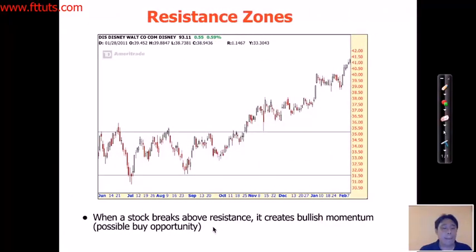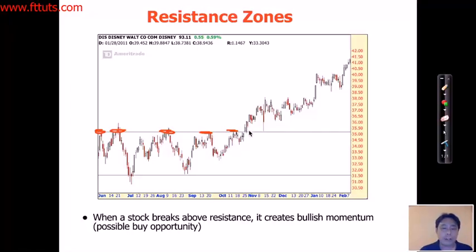Now, next thing, when a stock price is able to eventually break above a resistance level, especially a strong one, it creates bullish momentum. For example, in this case, Walt Disney found very strong resistance at 35.30, right? It found resistance, resistance, resistance, resistance. So this level was tested 1, 2, 3, 4, 5 times. That's a strong resistance level. And again, the stronger the resistance, the stronger the stock will run if it breaks that resistance level.